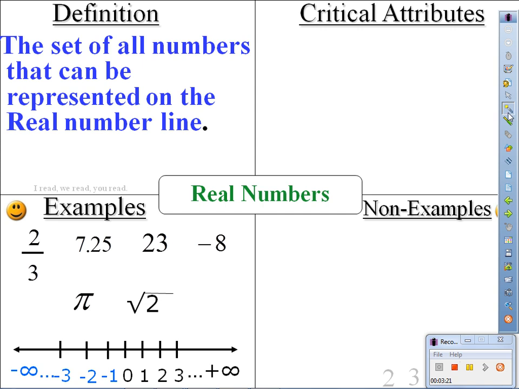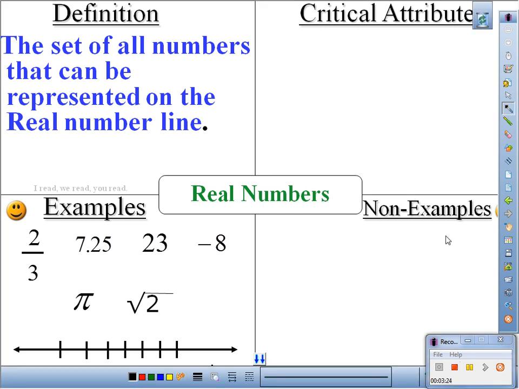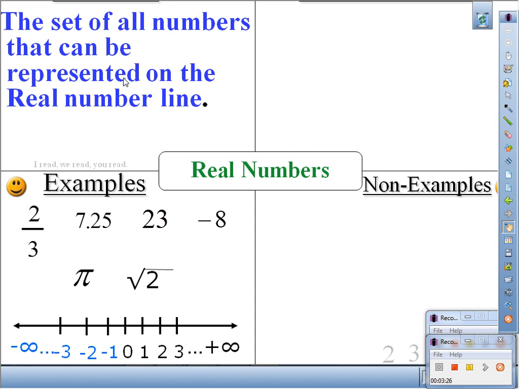Write your utensils down, look up to the screen. So let me just clarify in regards to the definition. It says real numbers: the set of all numbers that can be represented on the number line. Here's my number line. We said that these are all integers, right? Can we also plot in there 2/3? Yes, it's somewhere in between 0 and 1, yes? How about 7.25? Yeah, somewhere over here. 23 over here. Negative 8. Pi is somewhere 3.14 something right here. And square root of 2 is somewhere about right here. So those are real numbers.